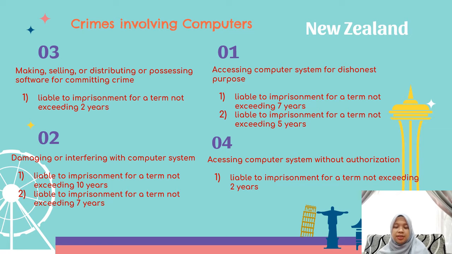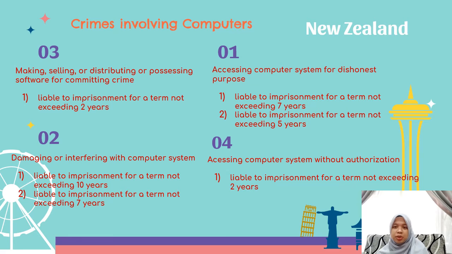Third, making, selling, distributing or possessing software for committing crime. The punishment is: first, everyone is liable to imprisonment for a term not exceeding 2 years if they invite any other person to acquire from him or her to access a computer system without authorization. Second, everyone is liable to imprisonment for a term not exceeding 2 years if they have software or information that enables him or her to access a computer system without authorization, or intend to use it to commit an offense.